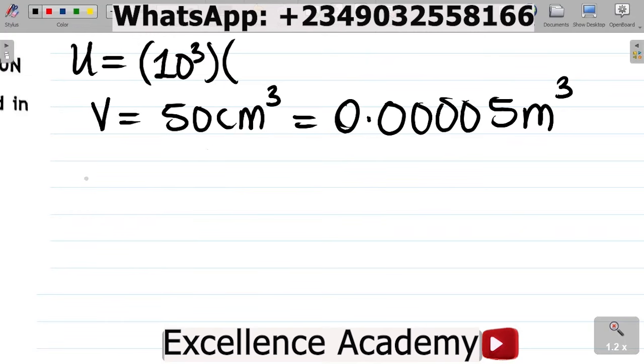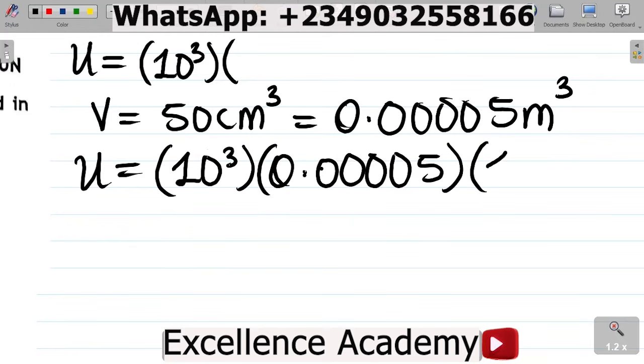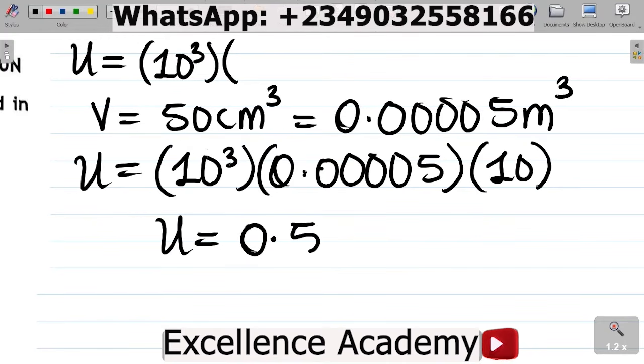In essence, the upthrust U is equal to density, 10 to the power 3, times volume, 0.12345, then times gravity. Gravity is 10, so you have this. All right, so upthrust U, I'll get my calculator, I'll punch 10 to the power 3 multiplying 0.12345, then times 10. If you do that, you have 0.5 as your answer.